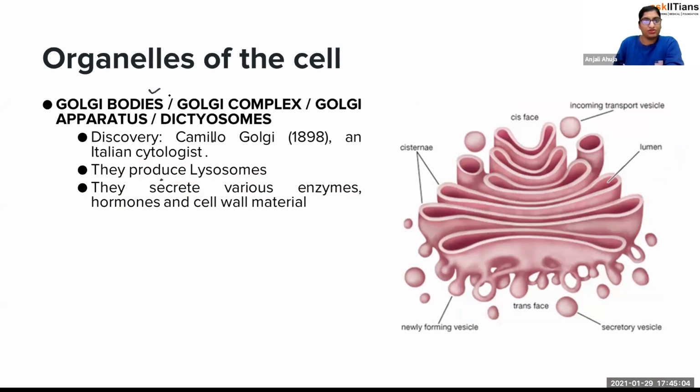Organelles of the cell. Golgi body is also known as Golgi complex or Golgi apparatus, and dictyosome is what we call it in the case of plant cells. In animal cells, the Golgi apparatus is there. In plant cells, we call it dictyosome, almost the same structure doing the same function.